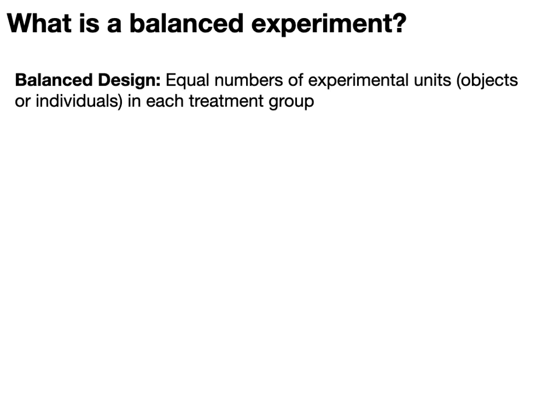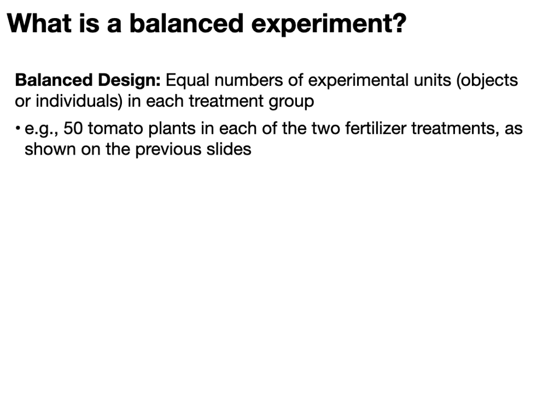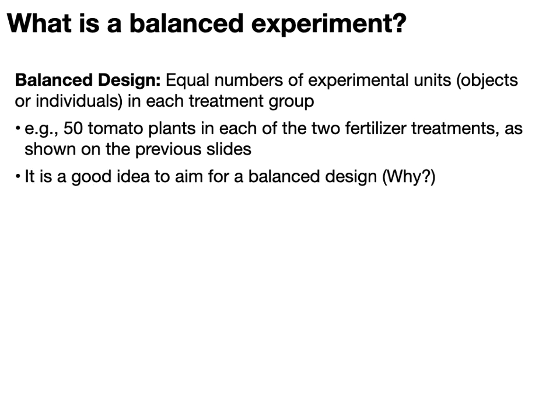All right, what is a balanced experiment? So we've mentioned this on the definition slide. Balanced means that you have perfectly equal numbers of experimental units or replicates or sample sizes in each treatment group. For example, if we had exactly 50 tomato plants in each of our 2 fertilizer treatments, that would be a perfectly balanced experiment. It's a good idea to aim for a balanced design. So think about why might that be. We can talk about that on Zoom.